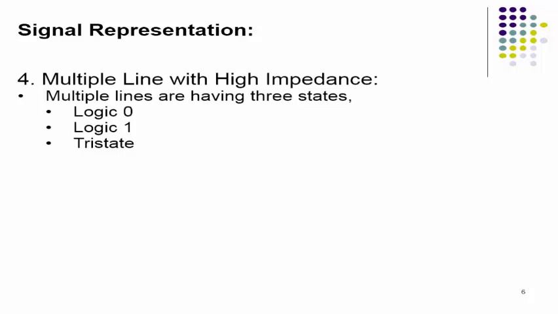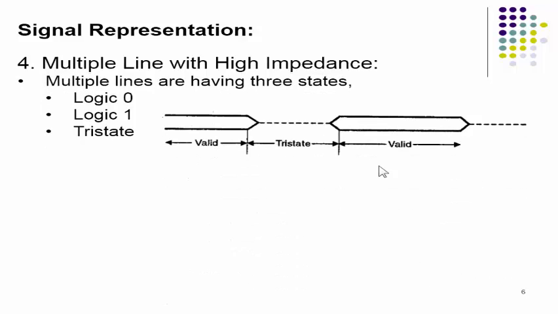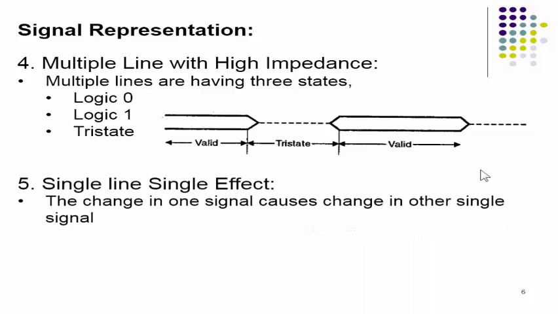The next category: multiple line with high impedance. Multiple lines have three states: logic 0, logic 1, or tri-state condition. Here we can see, in between two valid states, the tri-state condition, or high impedance state.